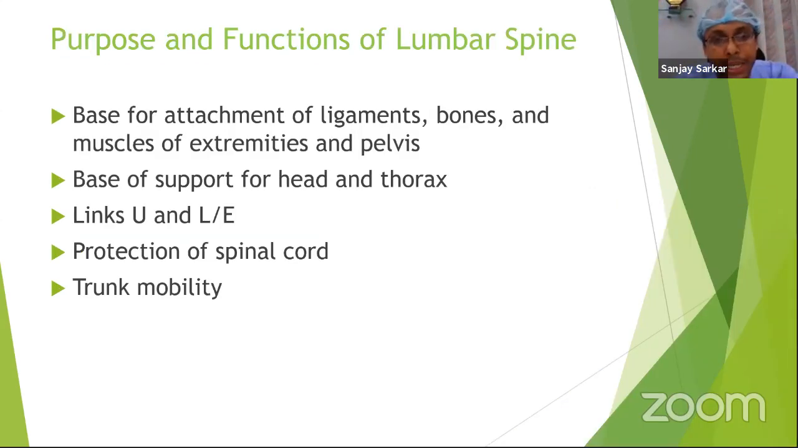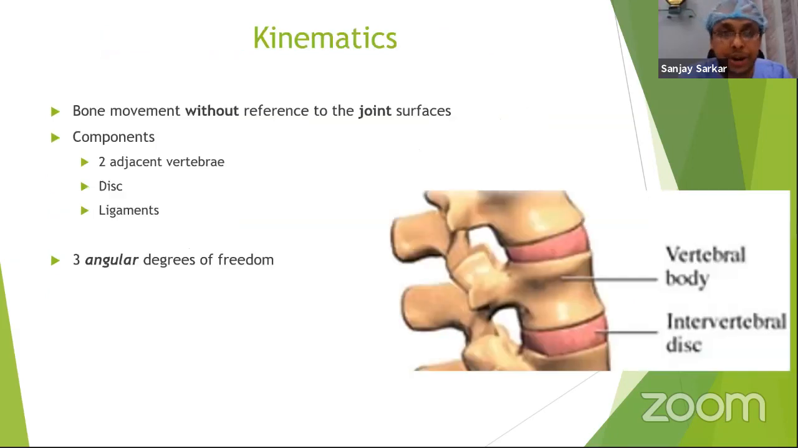Now, we will be jumping from the statistical area to a more philosophical statement of anatomy and biomechanics. Excuse me. Purpose and functions of the lumbar spine. Obviously, it's a base of support. It is a link for your head and thoracic cage. It links the upper extremity and lower extremity. It protects the spinal cord and improves trunk mobility, right?